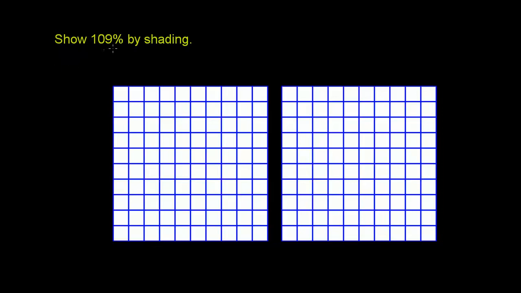Show 109% by shading. So just as a bit of a review, 109%, if we were to write it out, would literally be 109%, which is the same thing as 109 per, and I could write cent again, but that's getting old.